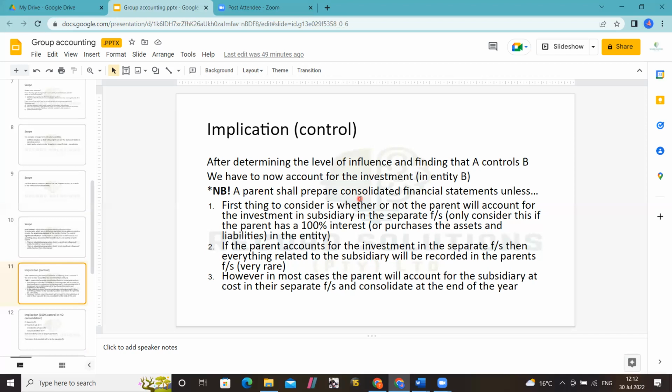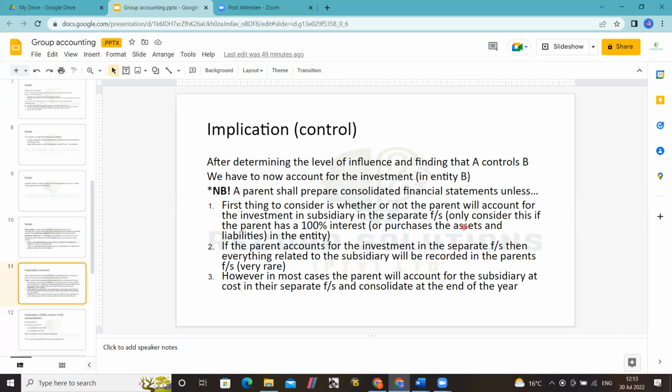However, with this 100% interest, you can choose to account for it in the separate financial statements, not in the consolidated financial statements. If you choose to do that, that means you do not have consolidated financial statements. That's very important to know. You do not have consolidated financial statements, therefore you record it in the separate financial statements of the parent. And then what are you going to record? You're going to record the assets.